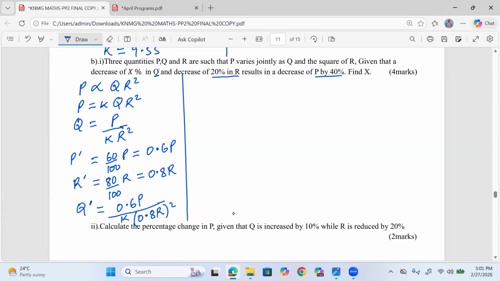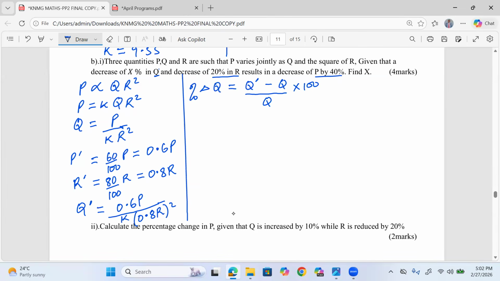With this now, we can proceed with our expression. Percentage change in Q will be given by the new Q minus the original Q, out of the original, and we multiply by 100. Should be the new minus original over the original. That's how we get percentage changes.